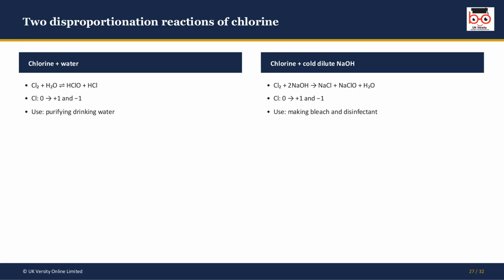So we've seen two disproportionation reactions of chlorine side by side. With water, chlorine and water give chloric 1 acid and hydrochloric acid, with chlorine going to both +1 and -1, and that's used to purify drinking water. With cold, dilute sodium hydroxide, chlorine gives sodium chloride, sodium chlorate 1 and water, again going to +1 and -1, and that's used to make bleach and disinfectant. Same chemistry, two very useful outcomes.